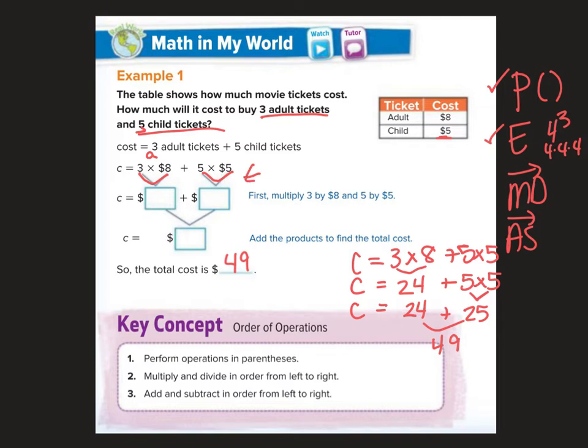Notice on here, that's why I wanted to do it on my own. I don't love it. They did 2 steps at once. Both of the multiplication problems they did at once, which is fine for smaller problems, but what happens when you get to bigger problems? That's where I get a little worried. So I like to do 1 step at a time. Notice I did 1 step here, 3 times 8. Then I did 1 step here, 5 times 5. 1 step here, 24 plus 25 to get my answer. Each time bringing all of my information down. That's very important to me that you do that.